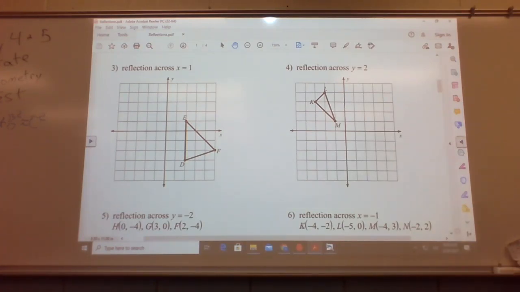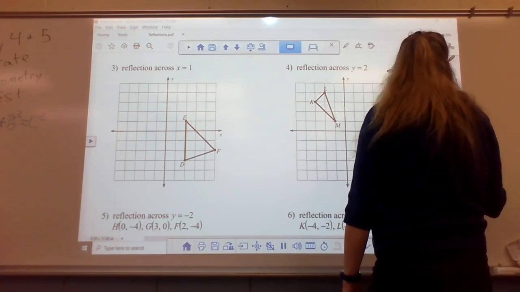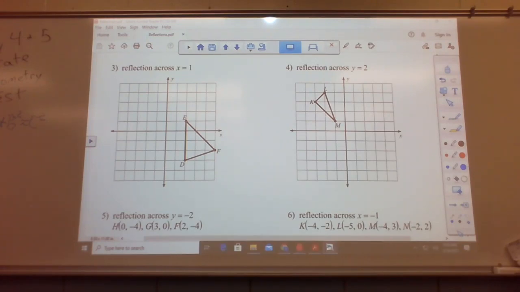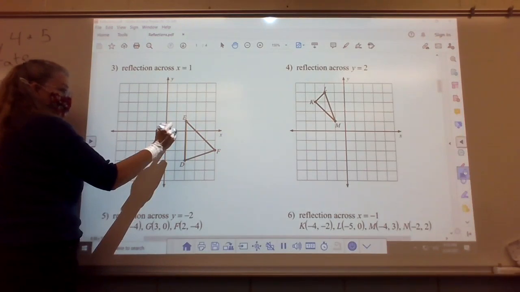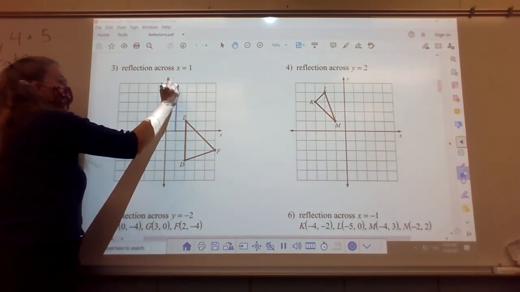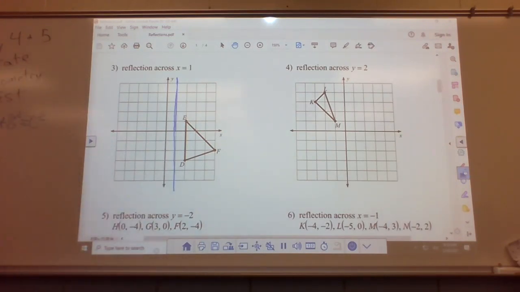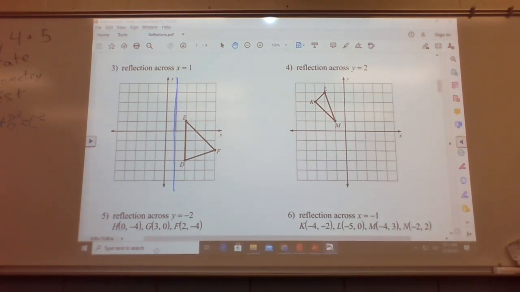Now this one I've got a reflection line other than the axes. Now a lot of times students get these going the wrong way. So be really careful on these. It says reflection across x equals 1. So that means on the x line, I've got to go to 1. Then I'm going to draw a line there. A lot of times students think it's going to be going the same direction as the x-axis, but it's not. It's going to cross the x-axis. So if it says x equals 1, go to x equals 1, then draw your line.